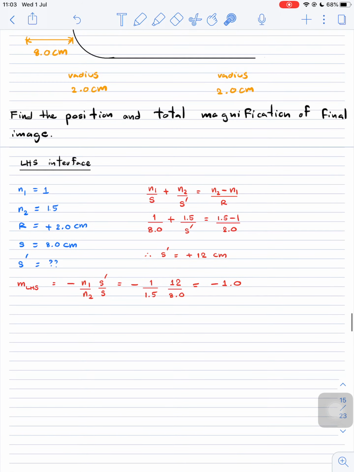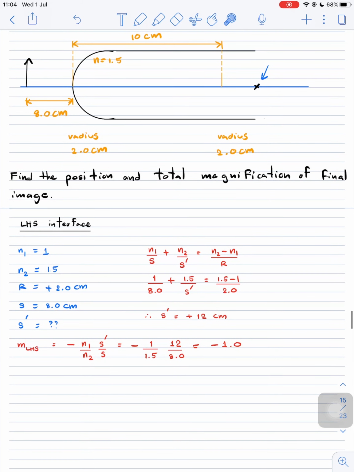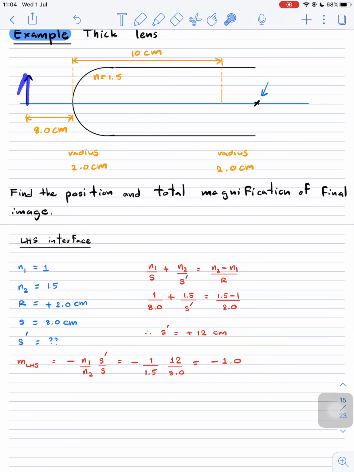Then for the m, we have m equal to minus 1. It means that the image will have the same size as the object, because the magnitude of m equals 1, so the image has the same size as the object. But now this negative sign just means that the image is inverted. Because if the object is pointing in the upward direction, the image here will point in the downward direction.